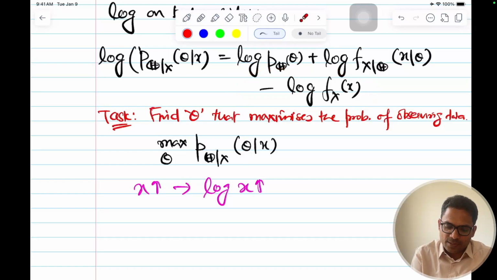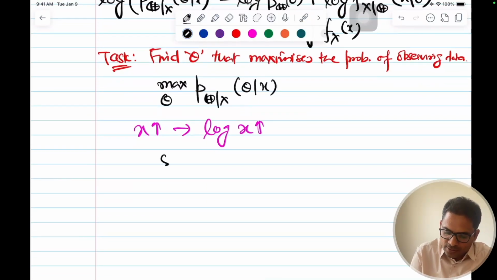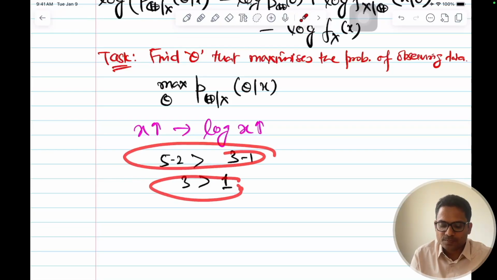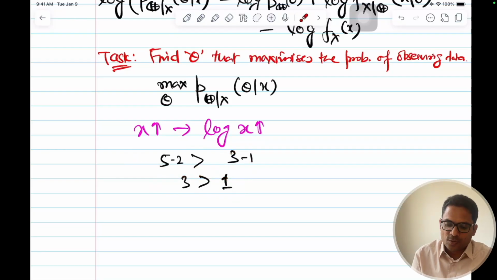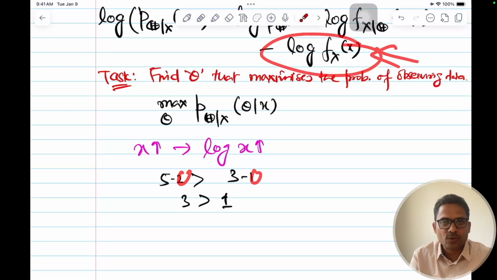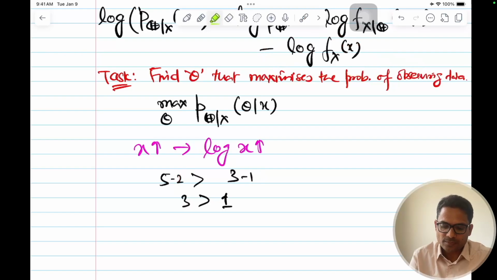Say, for example, if I'm comparing two values, say 5 is greater than 3. If I subtract 2 from here and 2 from here, it will be the same thing: 3 is greater than 1. The inequality remains the same. That's what we want to do. This is your extra part, so I want to get rid of this. I don't want to calculate this.